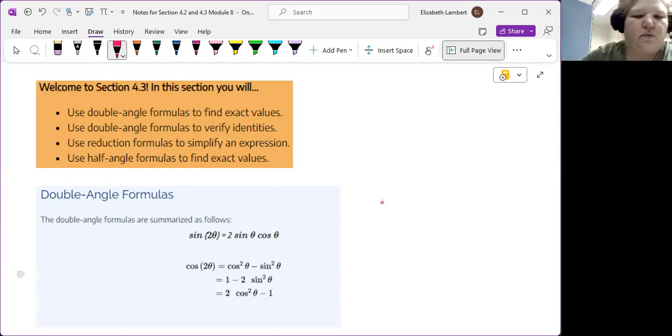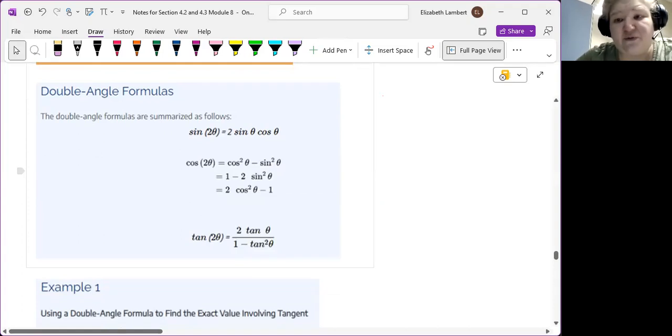Straight up. Cosine 2 theta, the direct result from the formula is cosine squared minus sine squared. But if I use the Pythagorean identity, sine squared plus cosine squared is 1, I can get these other two. So we usually give you all of that. And there's even a formula for tangent 2 theta. Not that we use it that often, but hey, it's there.